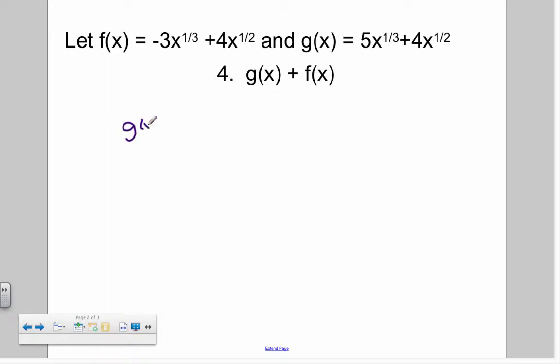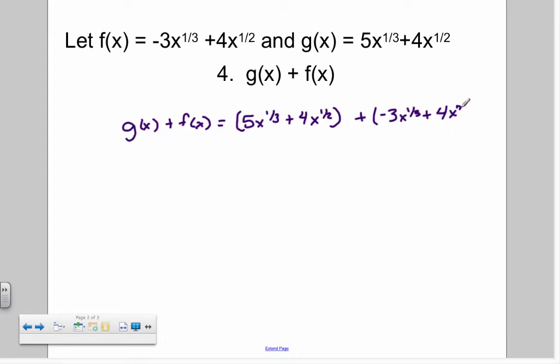g of x plus f of x. And then let's go ahead and write each thing down. We have 5x to the 1/3 power plus 4x to the 1/2 power. Put that in parentheses just to show that this is my g of x. And then my f of x is negative 3x to the 1/3 power plus 4x to the 1/2 power.